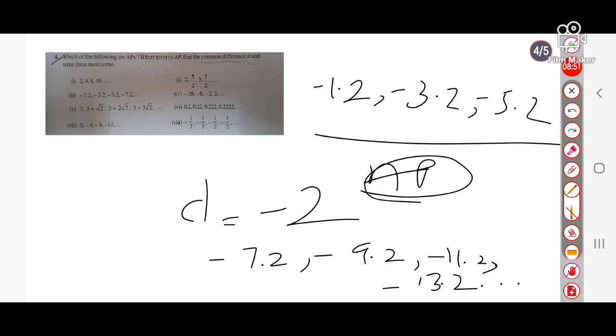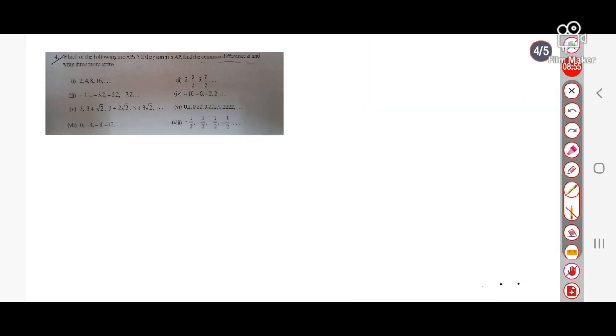So this forms an AP. Yes, okay, this sequence forms an AP. Similarly, the next sequence present: minus 10, minus 6, minus 2, 2 and it goes on. Okay, the common difference over here is 4.